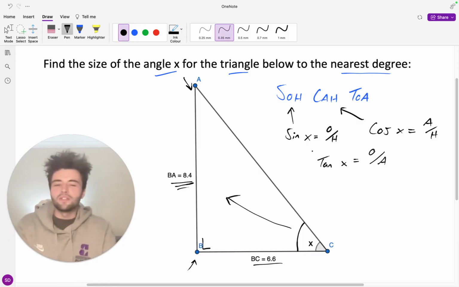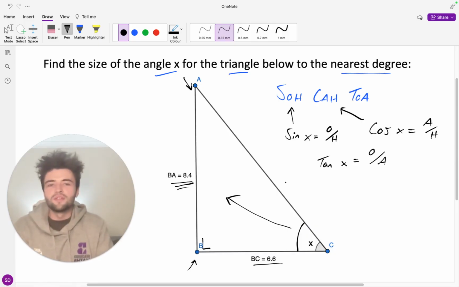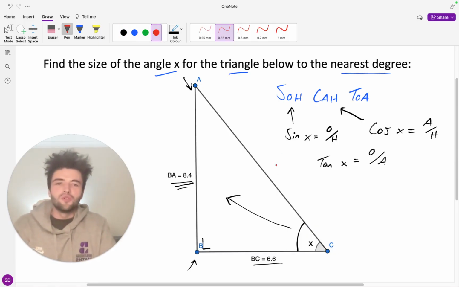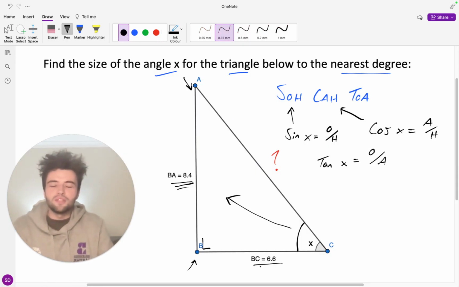The next side I always like to go to is the hypotenuse, which is the longest side. It's always going to be the one opposite the right angle, which is also good to know, but the longest side we actually don't know, so it's just a question mark. But we do know the length of the last remaining side, which is the adjacent, the side beside the angle, and that is 6.6.